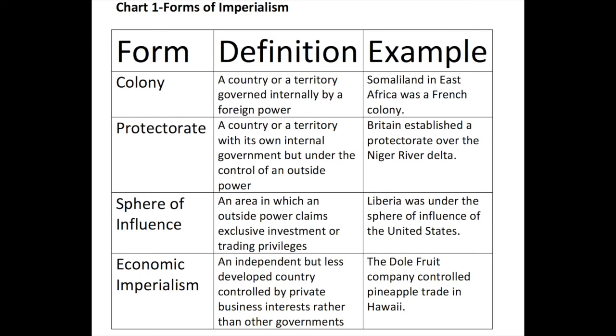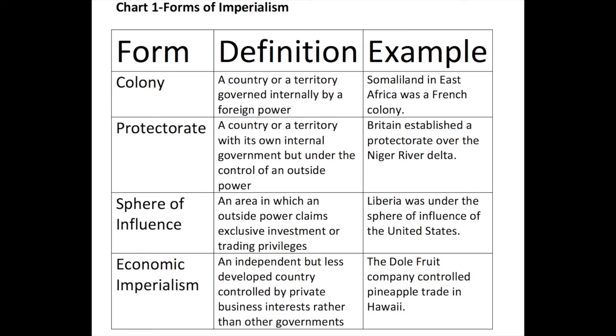You have a sphere of influence, where an outside power claims a specific control over a particular region, such as trading privileges or investments in a particular region. That's a sphere of influence. They're not physically there. They say, we control this little area. We control this. That's a sphere of influence. And then you have economic imperialism, and that's where an independent but less developed country is being controlled usually by a corporation, a business interest, something other than the government. An actual example of this is a U.S. company called Dole Fruit, and this company actually ran several Latin American countries. And so those are the different forms in how imperialism expresses itself.